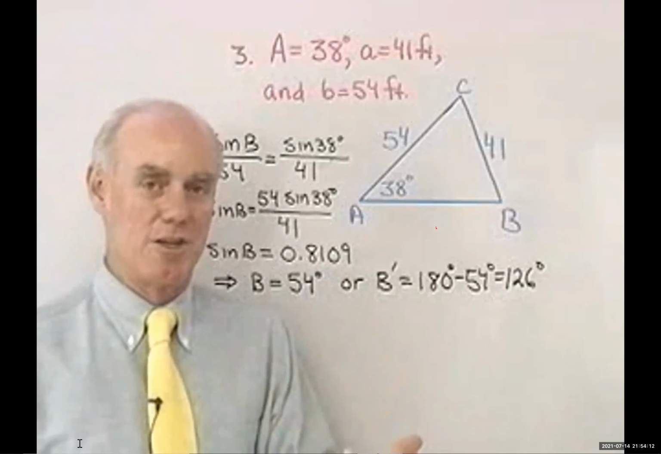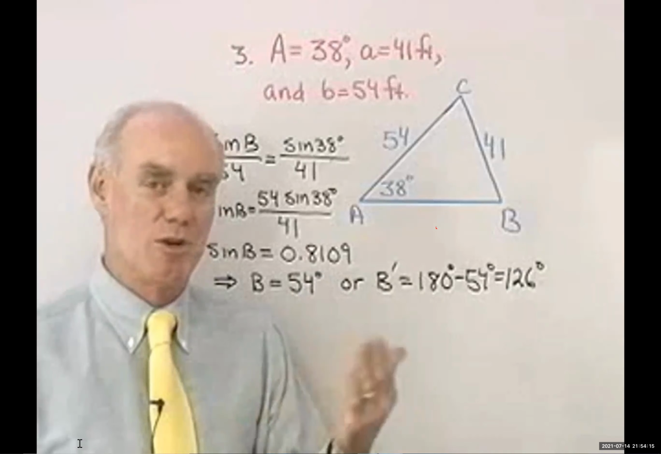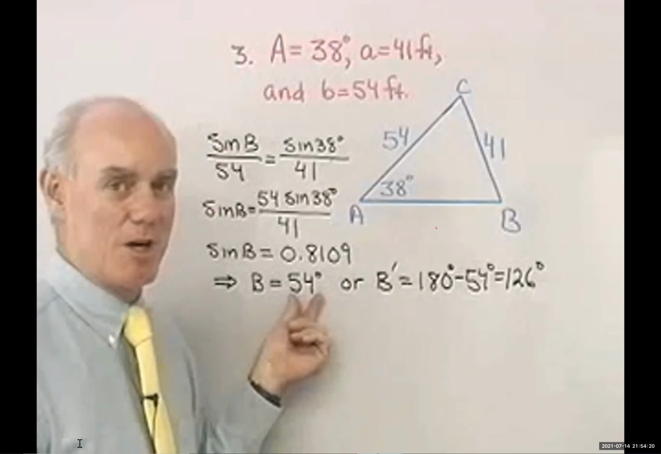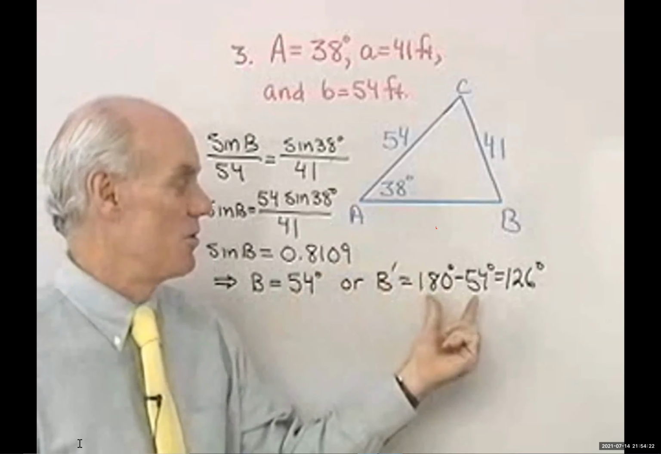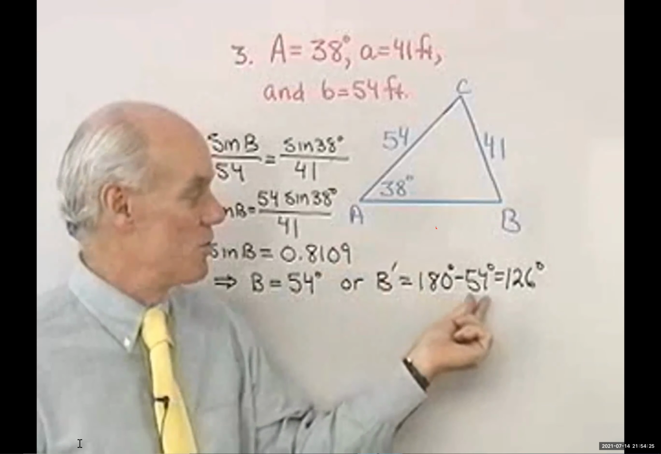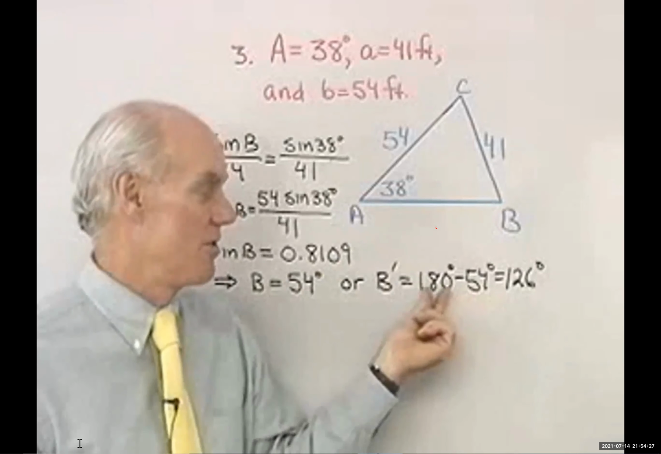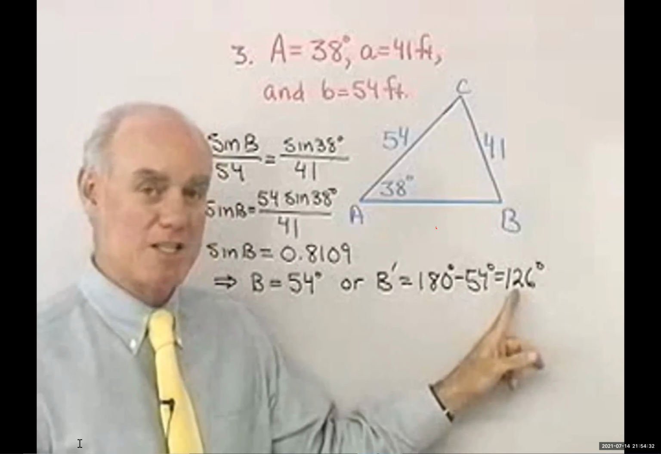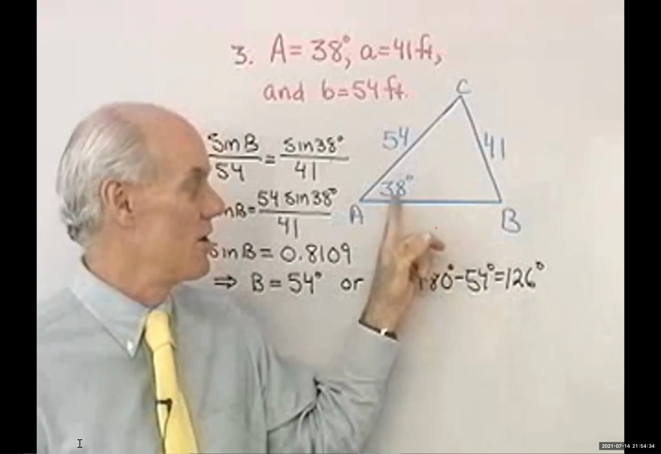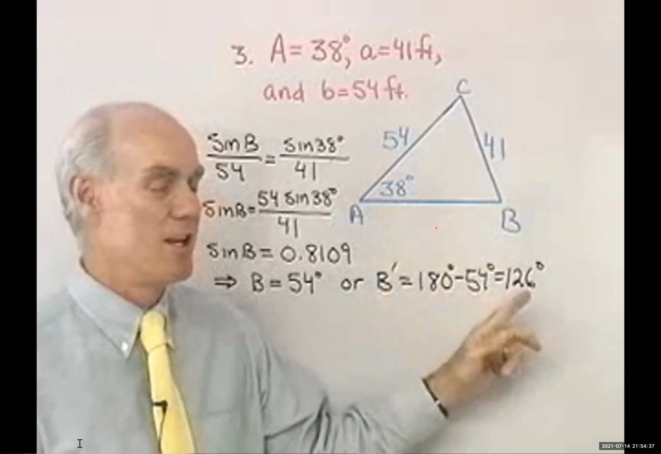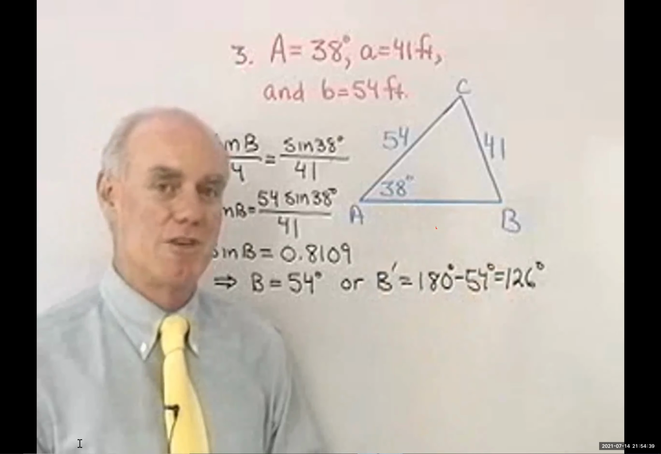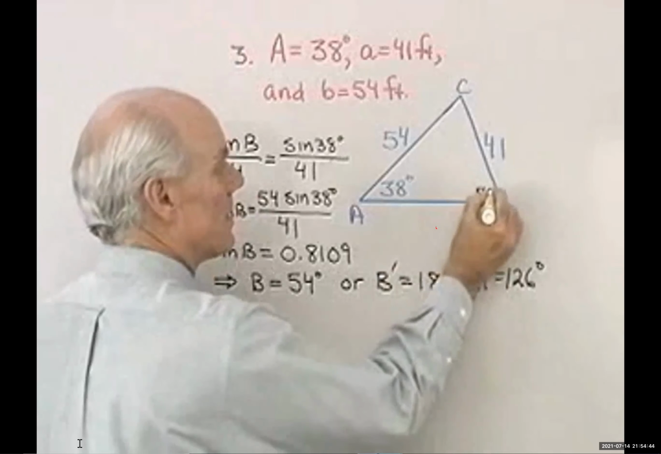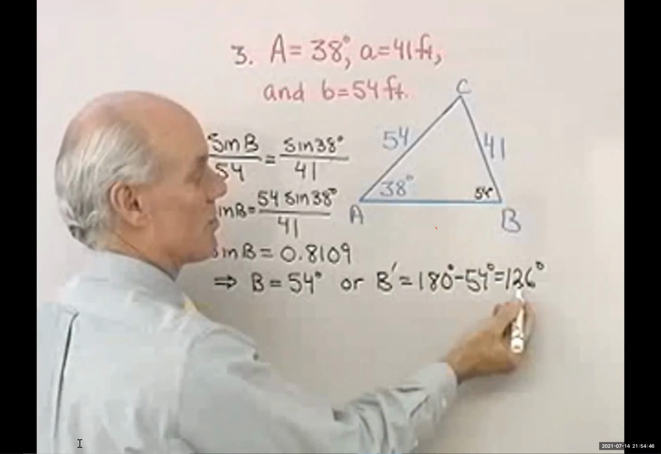I know B is an angle in a triangle, so it has to be between 0 and 180 degrees. Well, my calculator gives me this value when I use the inverse sine button, 54 degrees. Then I have to include this value, the angle whose reference angle is 54 degrees. So 180 minus 54 degrees is 126. Now just check and see if this is a possibility. 126 degrees and 38 degrees, that's less than 180 degrees. So I do have two triangles that fit this description. In one of the triangles, angle B is 54 degrees, and in the other triangle, B is 126 degrees.